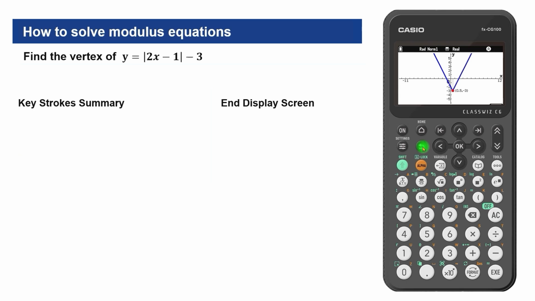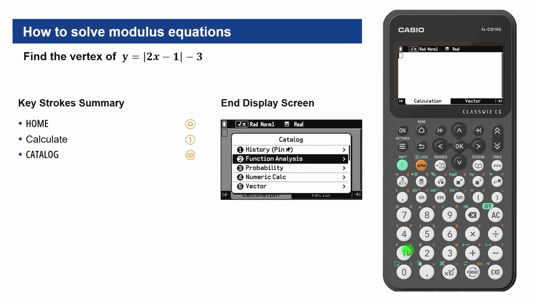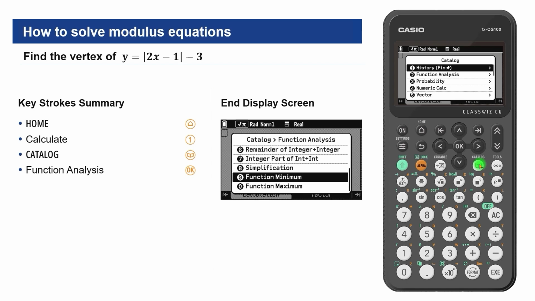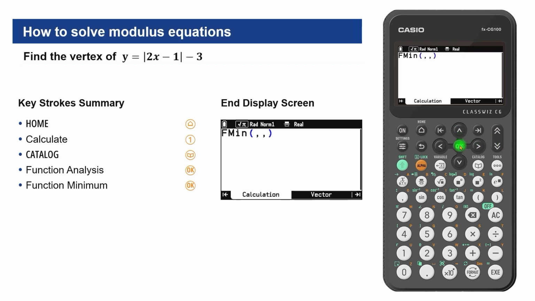It is also possible to analyze functions numerically. From Home, press Calculate and Catalog. From the pop-up, select Function Analysis and scroll or use the shortcut to select Function Minimum. At this point, we need to enter the function, which we could do using the absolute value template seen earlier. As the function has already been stored in Graph and Table, however, it is possible to recall it using graph notation.